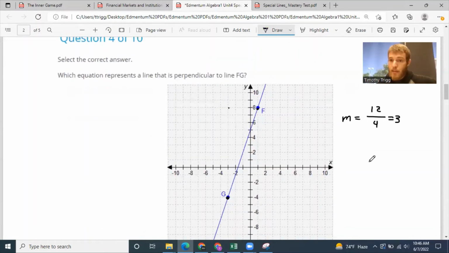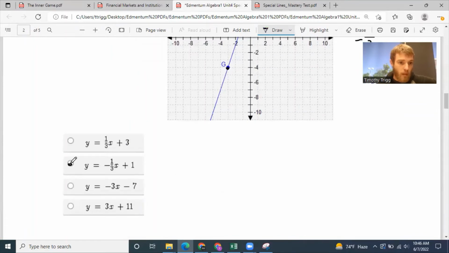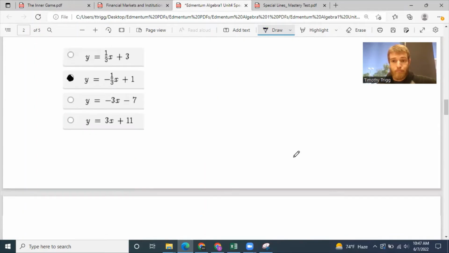So a perpendicular line would have to be the opposite sign, so negative. Perpendicular line would have a negative slope, and reciprocal. So instead of 3/1, it would be 1/3. So any line with a slope of -1/3 would be perpendicular to this line. This one right here has a slope of -1/3. The other ones do not.